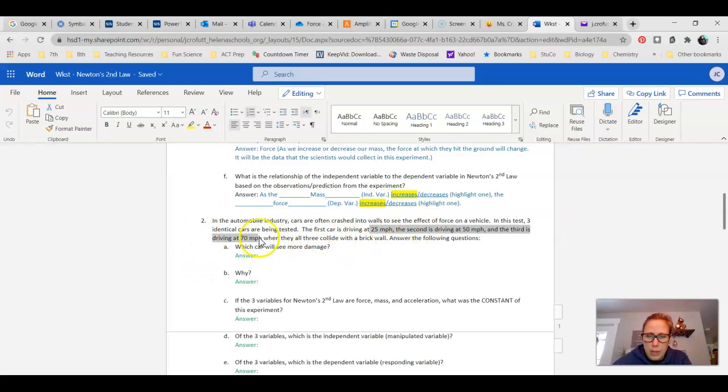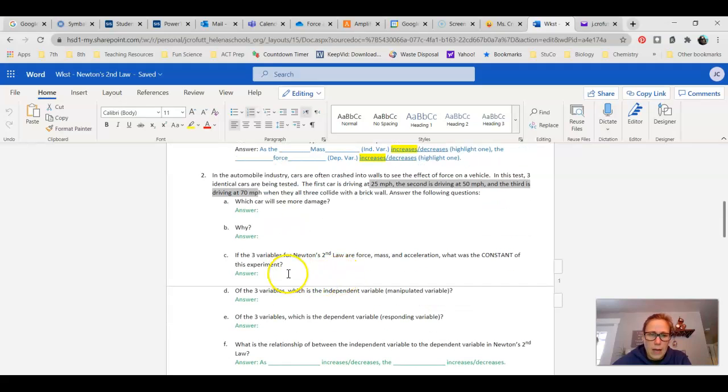Then they collide with a brick wall. Answer the following question: which car will see more damage? Okay, and then why? And then talk about your three variables. Which one did we remain constant? Which one did we change? And what was the effect, or what did you collect for your data on this one?